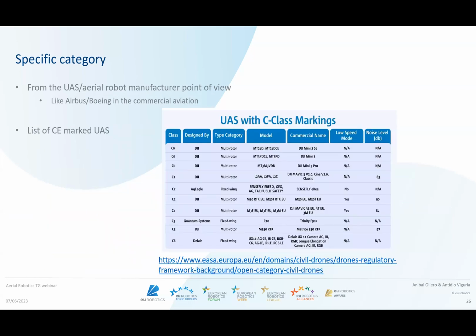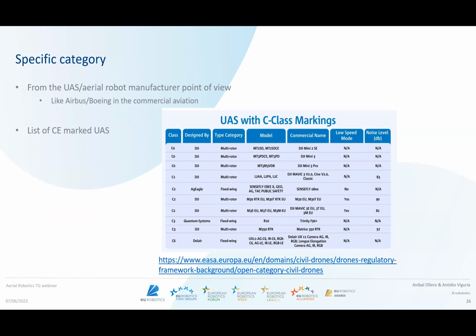Okay, on this web page of EASA, you can see the number of companies that have CE marked their drones. I don't know how well it is updated currently, but you can see the categories here: C0, C1, C2, C3, C6.